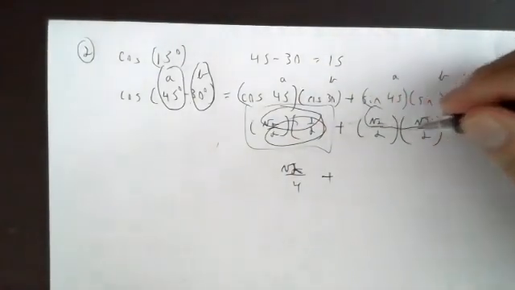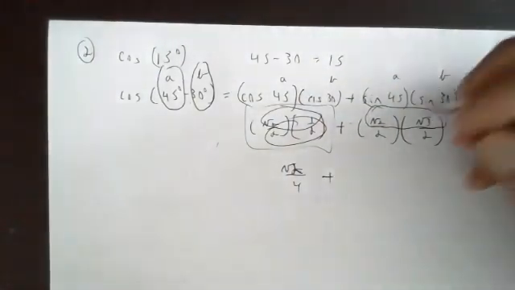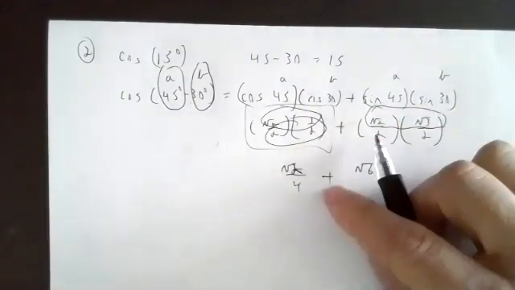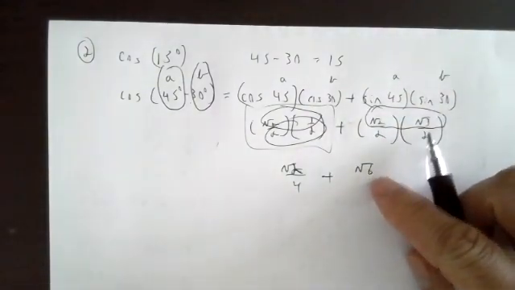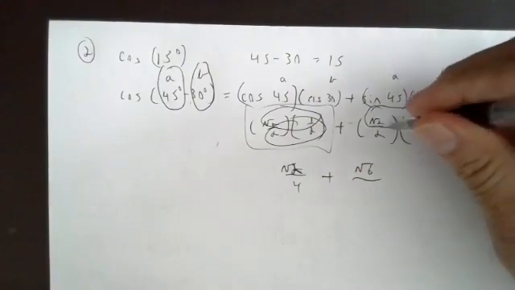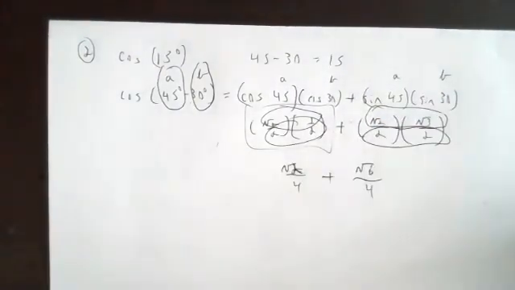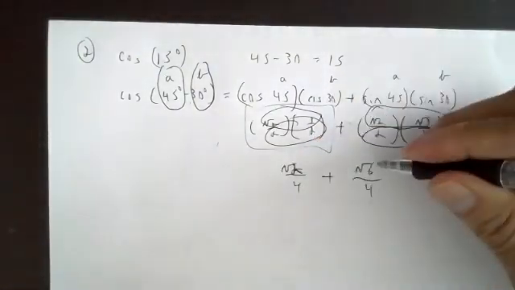Plus, multiply these two together, root 2 times root 3. Just like before, it's going to be root 6. If you're multiplying them, they don't need to be the same. You just multiply the numbers over 2 times 2, which is 4. So now I have root 2 over 4 plus root 6 over 4.